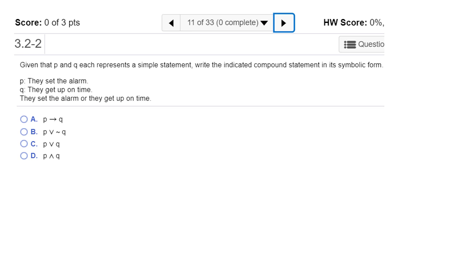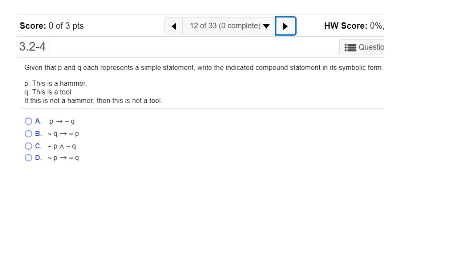For number 11, we have two statements P and Q. We need to symbolically represent they set the alarm or they get up on time. They set the alarm is P. It must come first. They get up on time is Q. That statement must come second. The connecting word here is the word or. There is no mention of not. So I will simply use the or symbol. So P or Q would be answer choice C.